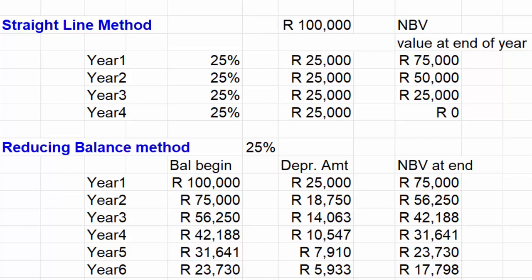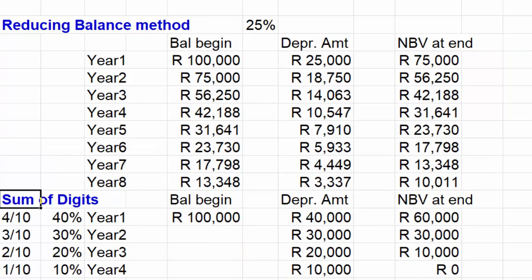You could use a different method. You could use something called the reducing balance method. In this method, you would take, for instance, 25%, but in the first year it would be the same 25% of the original amount, but from then onwards it would be 25% of the remaining balance. So the second year would be 25% of 75, then 25% of 56, etc.